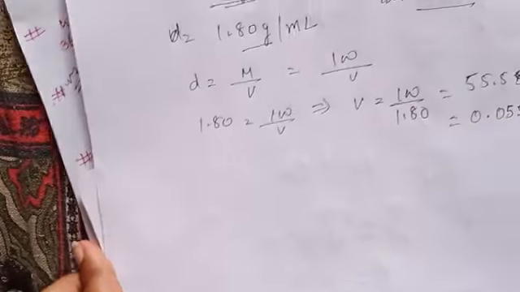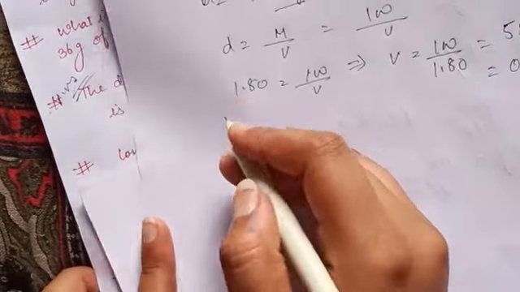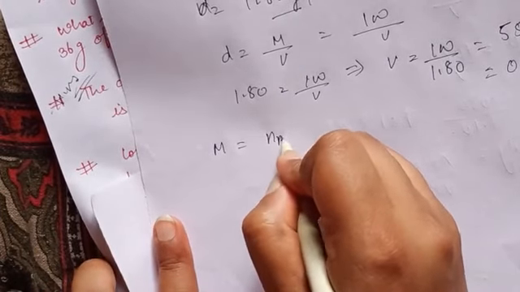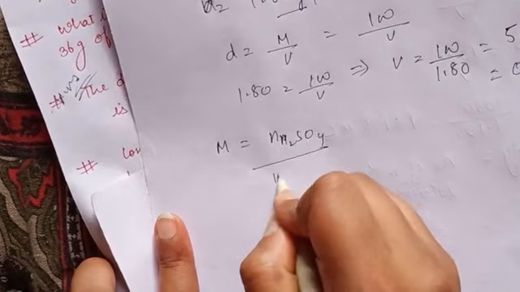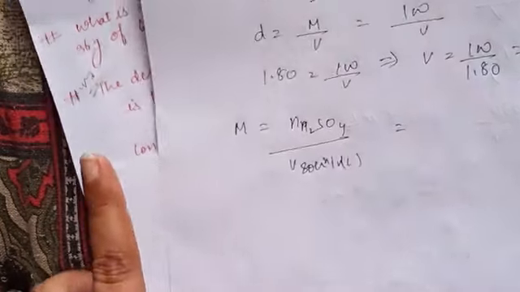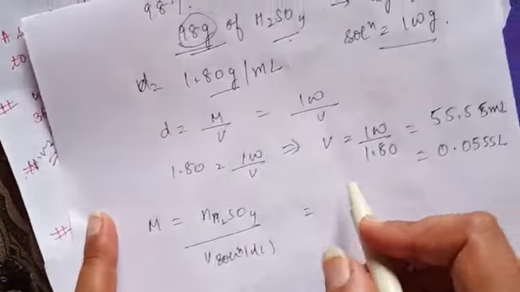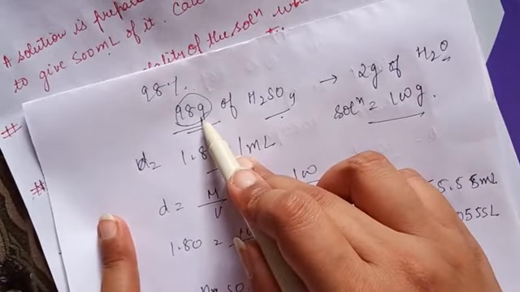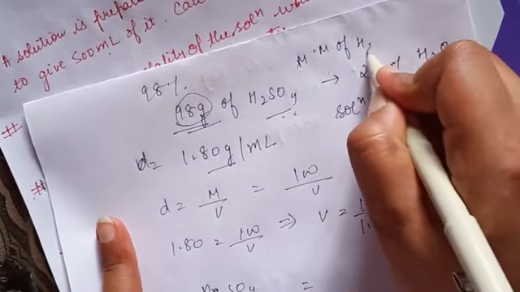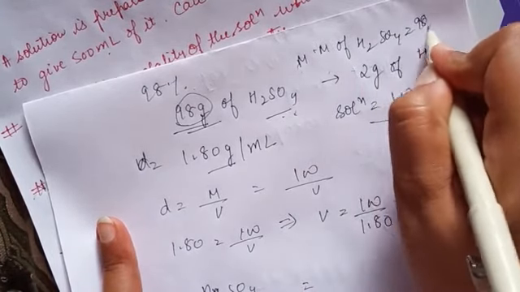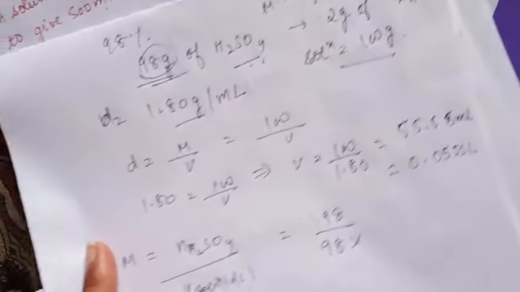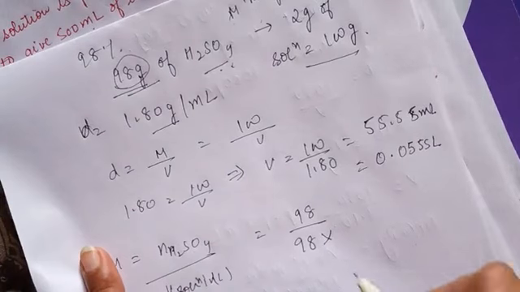That is, molarity is the number of moles of H2SO4, that means solute, divided by volume of solution in liters. Now first of all we know that we have the given mass, that is 98 gram. Molar mass of H2SO4 is also 98 gram. That means 98 divided by 98.